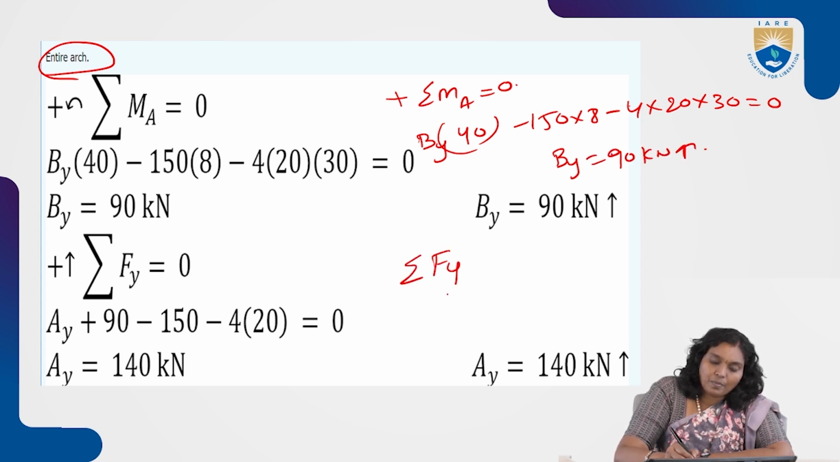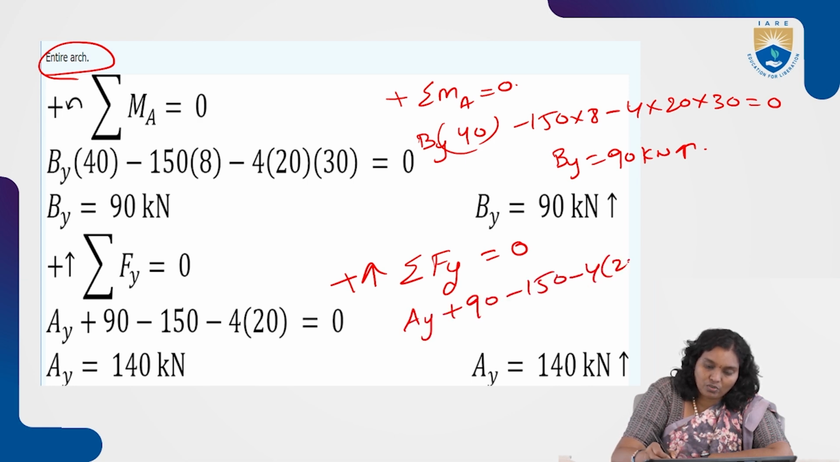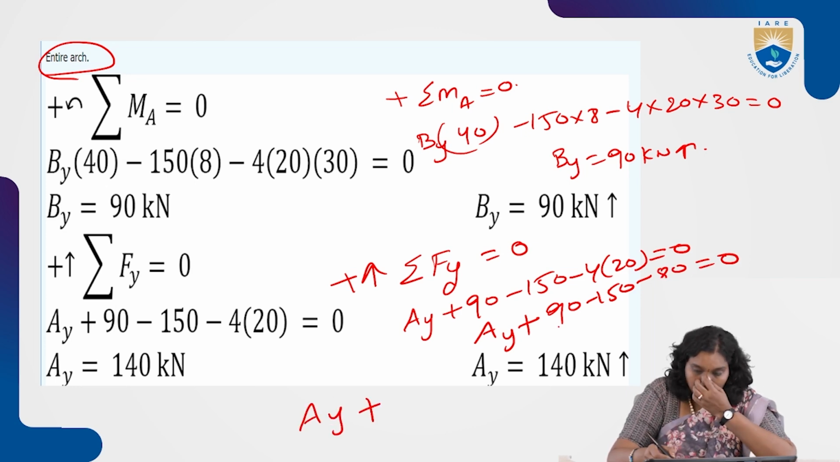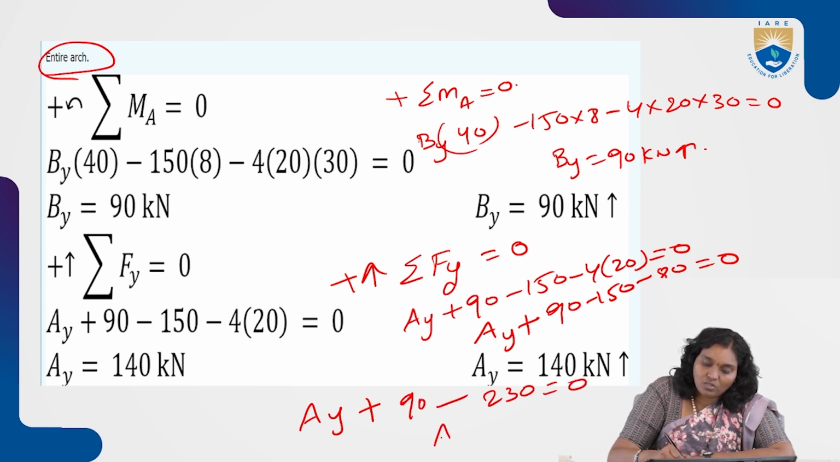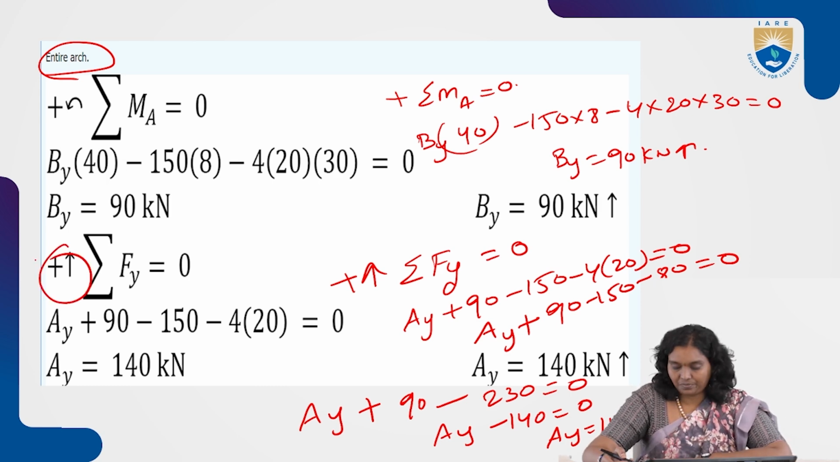Similarly, the sum of all vertical forces, whenever upward is considered positive, is equal to 0. So Ay plus 90 minus 50 minus 4 into 20 is equal to 0. That is Ay plus 90 minus 50 minus 80 is equal to 0. Now Ay plus 90 minus 130 is equal to 0. So Ay minus 40 is equal to 0. Ay is equal to 40. This indicates a positive sign, so upwards. Here we consider upward as positive.